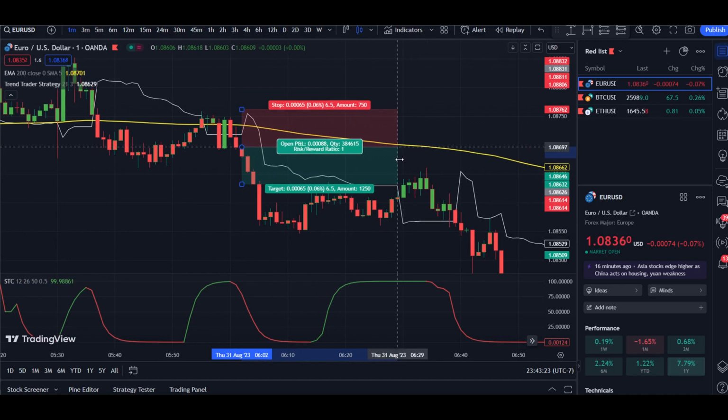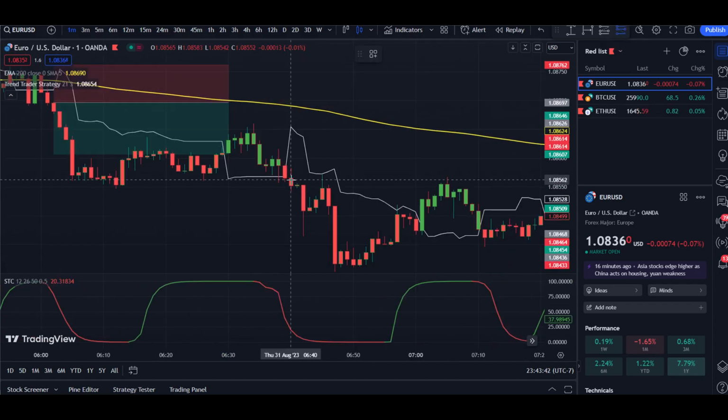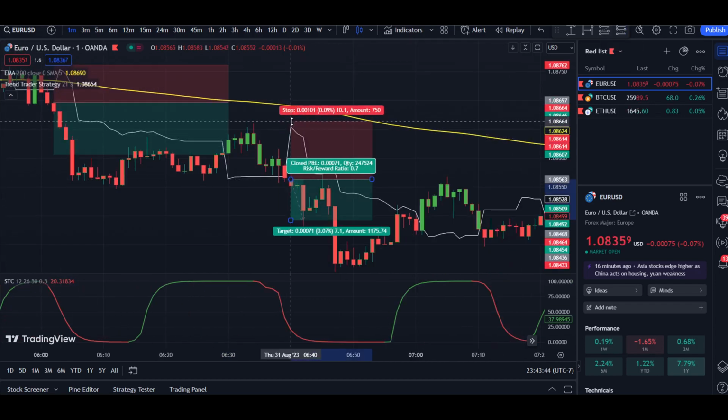But if we hold the rest of the trade open, we could have potentially squeezed just a little bit more out of the trade. And then a few minutes after that, we have another short position we can take, 1 risk reward ratio. See, there's a quick in and out trade.